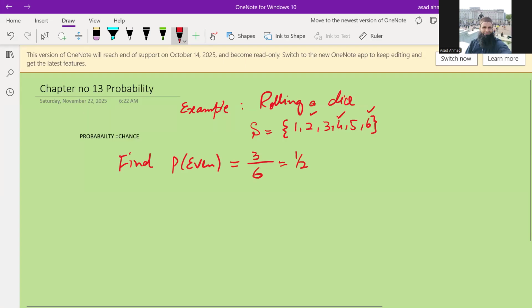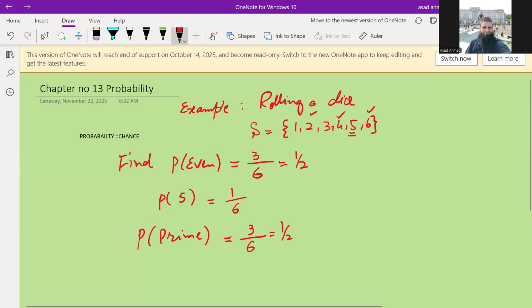Similarly, if you want to find the probability of 5 only, how many points are in favor of 5? Only one. And all possible outcomes are 6. So the probability of getting 5 will be 1 by 6. If you want to find the probability that a prime number appears, the prime numbers in the sample space are 2, 3, and 5. So again there will be 3 points in favor of prime numbers out of 6. If you simplify it, its probability will become 1 by 2.